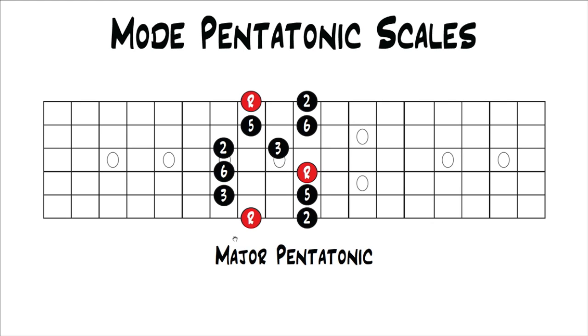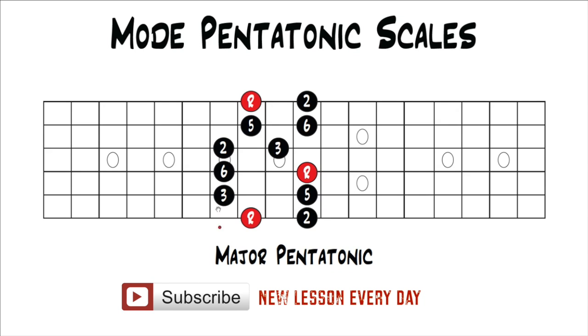The next mode is Dorian, and the Dorian pentatonic is a more common scale. You'll run across this more often. A lot more people use it. And actually the easiest way to get to it, even though Dorian's a minor mode, is to start from the major pentatonic scale, because you're only going to move 1 note from the major pentatonic scale, and that's the 3.